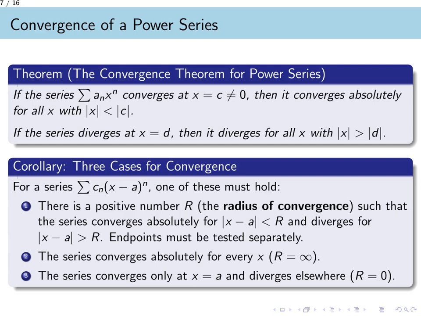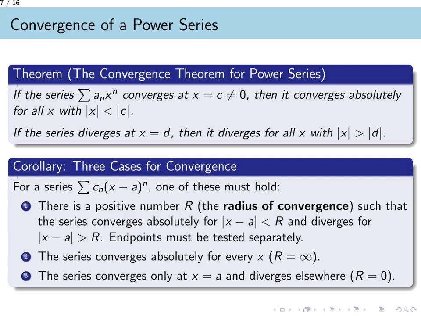This slide presents the key theorem that establishes this predictable behavior. The theorem has two parts. First, if a series converges at some point c, it is guaranteed to converge absolutely for all x closer to the center than c is. Second, if the series diverges at a point d, it must also diverge for all x that are further from the center. These rules together imply that every power series must fall into one of three categories.